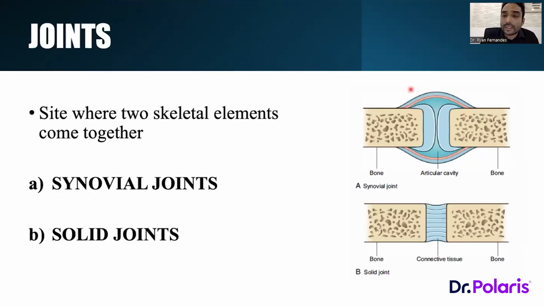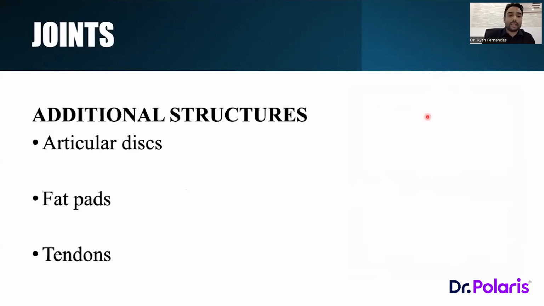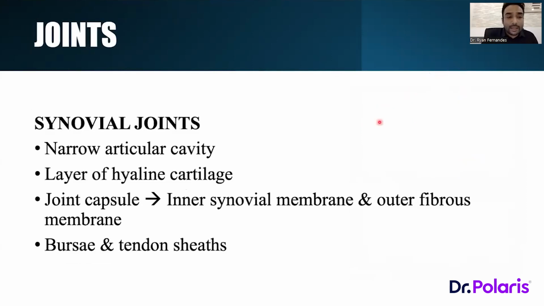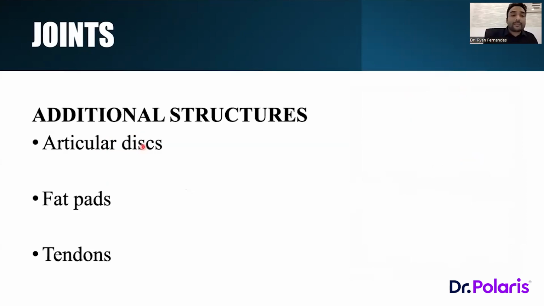So when the synovial fluid is secreted outside the capsule, which is covered completely, I'll show you in the next image, which reduces the friction between the bones and the skin, then it is known as the bursae. So these are the important points that are related to synovial joints per se. There can be some additional structures that can be present in synovial joints. These are additional structures. They need not be there in every synovial joint. They can or may not be there. So first one is articular disc, second one is fat pad, and third one is tendons.